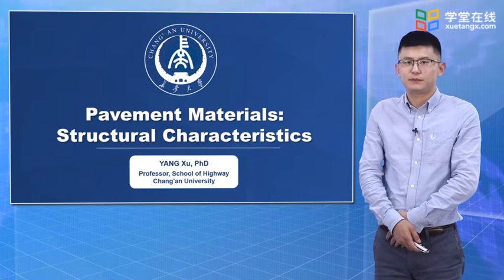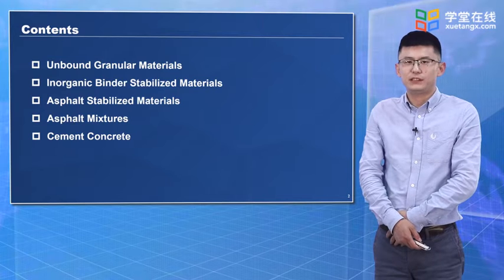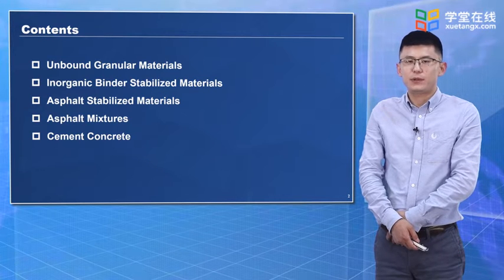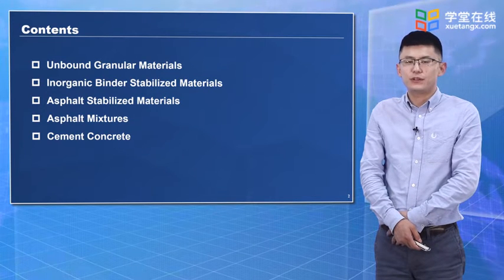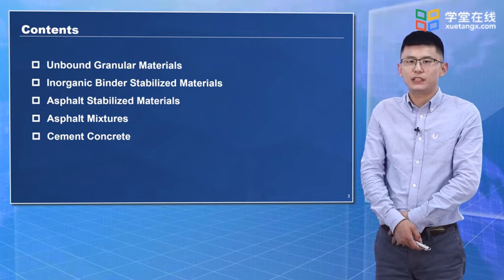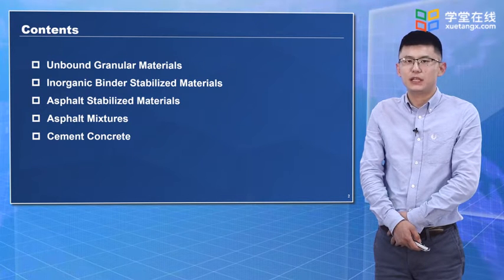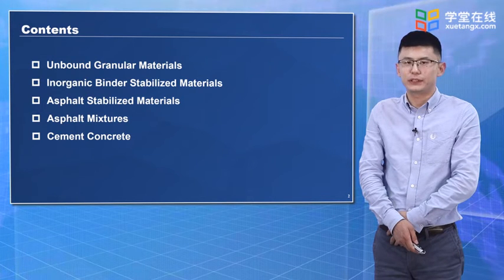Now let's take a look. Here are the contents of this mini class. Generally, we are going to introduce the structural characteristics of the unbounded granular materials, inorganic brine stabilized materials, the asphalt stabilized materials, asphalt mixtures, and the cement concrete. Now let's take a look one by one.